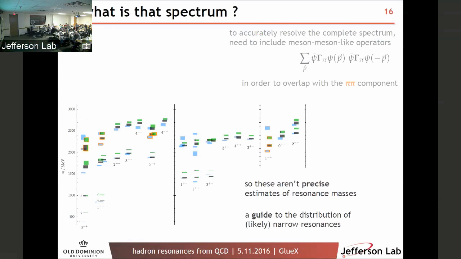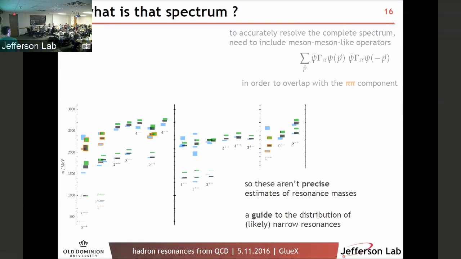So just one sort of caveat along the way. We're very pleased, this plot gets showed a lot, but it's important to remember what it does show and what it doesn't show. What it doesn't show is precise estimates of the masses of resonances, for the reasons I just said. And it doesn't tell you anything directly about decay widths.